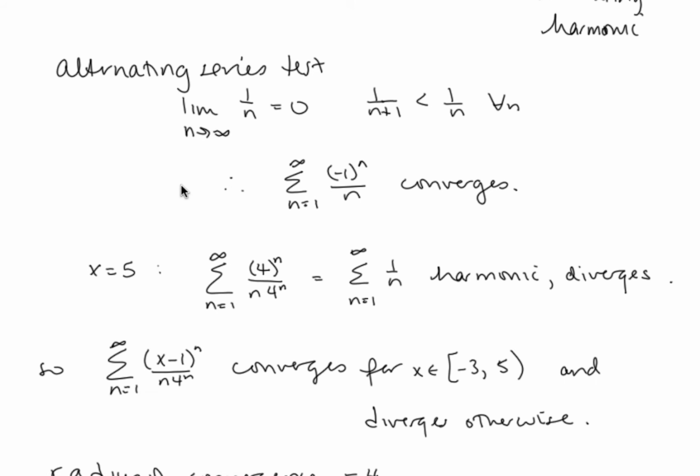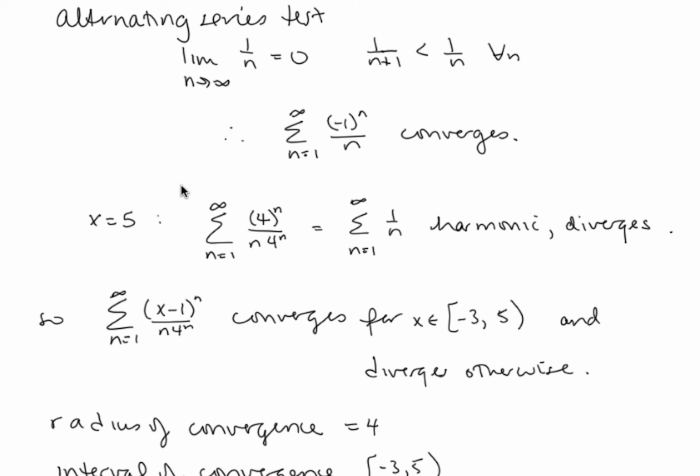What happens when x is equal to 5? Our (x minus 1) to the n becomes 4 to the n. Simplifying here, we see that we have our harmonic series, and we know that diverges. So x equals 5 is not included in our interval of convergence. So our original series converges for x in the interval closed on negative 3, open on 5, and it diverges otherwise.